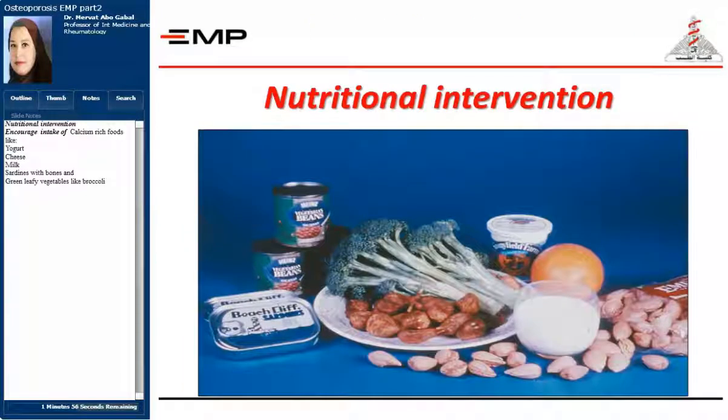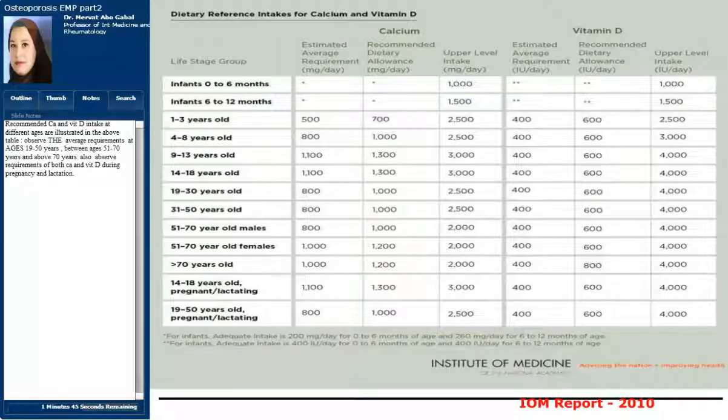Nutritional intervention means to encourage the intake of calcium-rich food like yogurt, cheese, milk, sardine with bones, and green leafy vegetables like broccoli. The recommended calcium and vitamin D intake at different ages are illustrated in this table. Observe the average requirements at ages between 19 to 50 years, between 50 to 70 years, and above 70 years. Also, please observe requirements of both calcium and vitamin D during pregnancy and lactation.